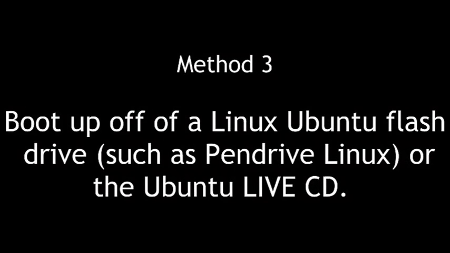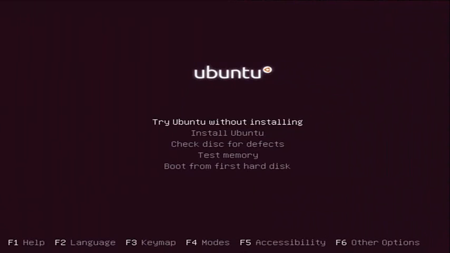Method 3. Boot up off of a Linux Ubuntu flash drive, such as Pendrive Linux or the Ubuntu Live CD. A third option would be to use our Ubuntu multi-boot flash drive from Pendrive Linux, or we could use our Ubuntu Live CD, or for that matter, if you had another flavor like Fedora. Any Live CD would do, as long as it would let you boot and mount an ext3 or ext4 or ext2 Linux file system. So again, I'm going to choose Try Ubuntu without installing to boot into the Live CD mode off of my flash drive.